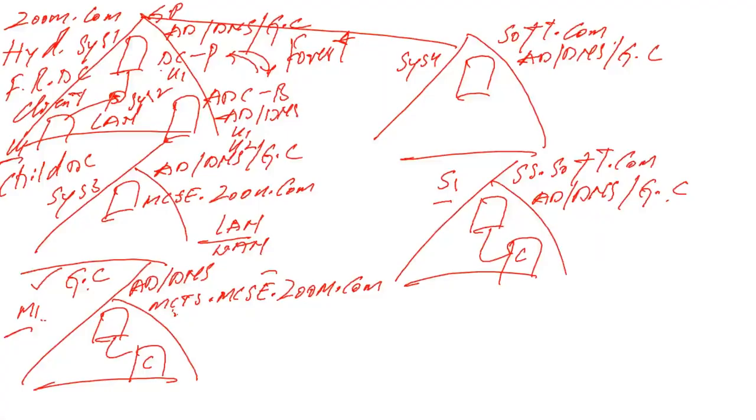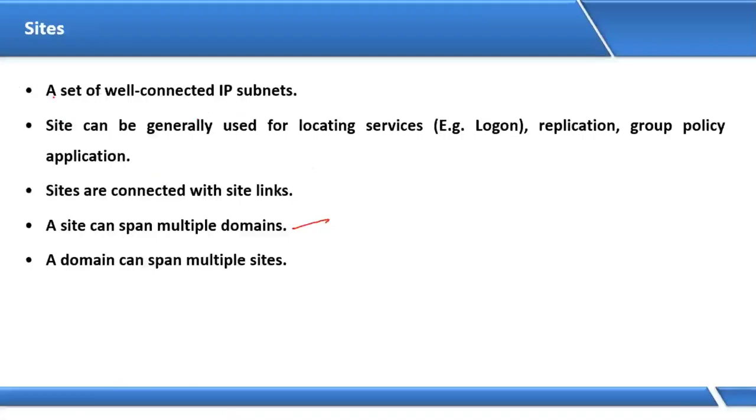That is why Microsoft says that to connect all the servers in the network, we require a well-connected set of IP subnets. So we require a set of connected IP addresses, maybe LAN or maybe WAN, which we have to check. And the use of the site is what? A site can locate services so that logon service is fast, replication is fast, and group policy settings you are applying are applied very fast, if the domains and servers are in a single site.